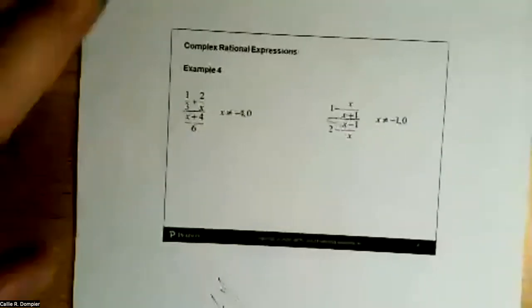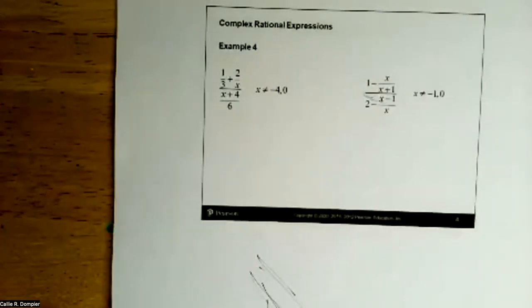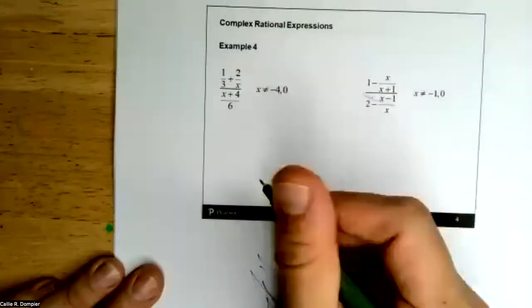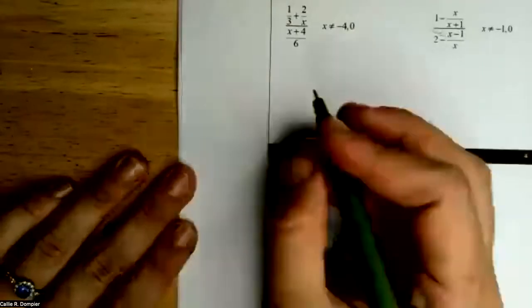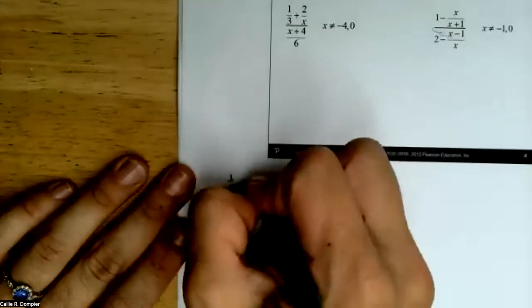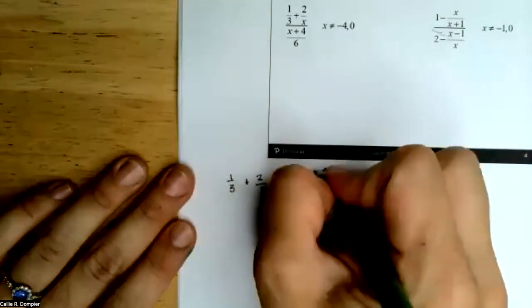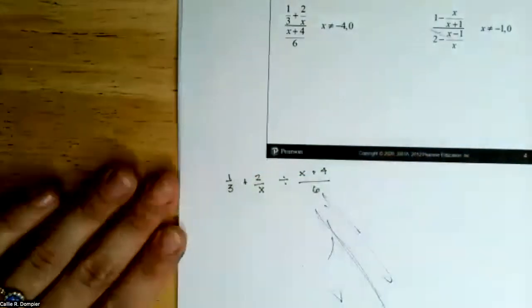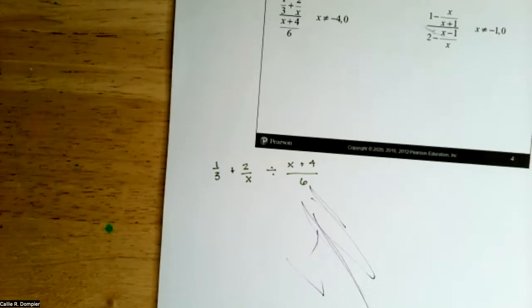All right, so we have 1/2 plus 2 over x plus 4 divided by 6. Sorry, this is vertical. We can turn it horizontally to make it look a little bit less intimidating. In that case, it would be 1/3 plus 2 over x divided by x plus 4 over 6, right? In this way, you can better see the denominators inside.